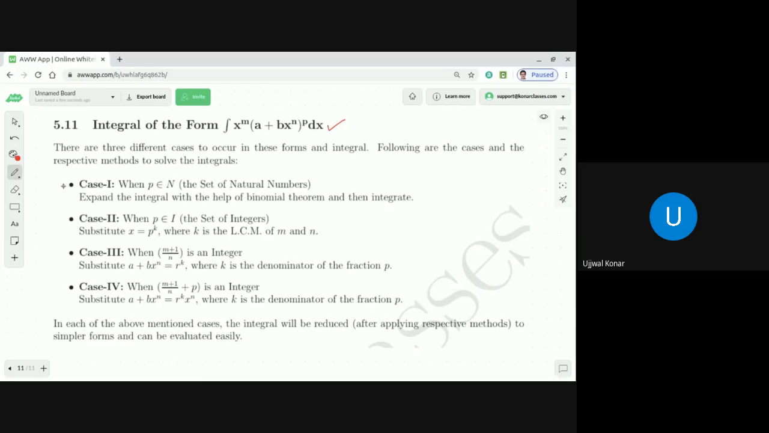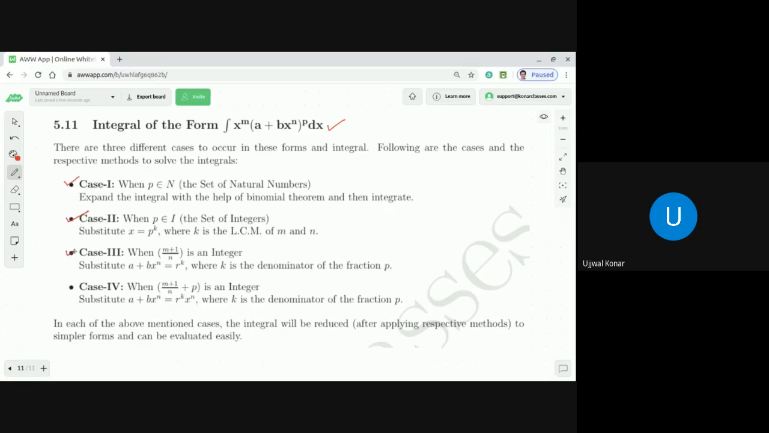Case 1: if p, that is, in (a plus b x power n) power p, if p belongs to the set of natural numbers, our process is to expand the integral with the help of the binomial theorem and then integrate. We'll discuss later when you complete discussing the binomial theorem. Case 2 is that if p belongs to I, the set of integers, then we should make a substitution of x equal to t power k, where k is the LCM of m and n.